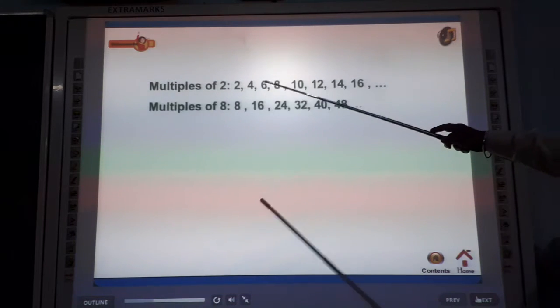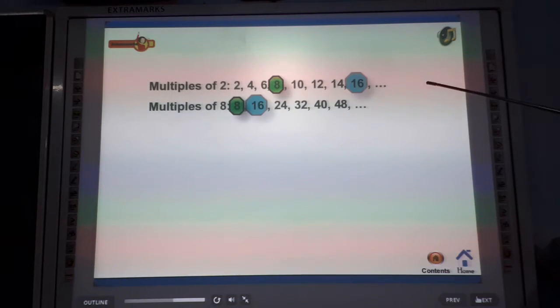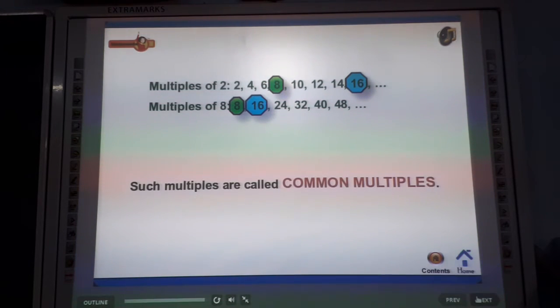Now next, multiples of 2: 4, 6, 8, 10, 12, 14, 16 and so on, and multiples of 8: 8, 16, 24, 32, 40, 48 and so on. Such multiples are called common multiples. Look at this. Show the circle. 8 and 16.